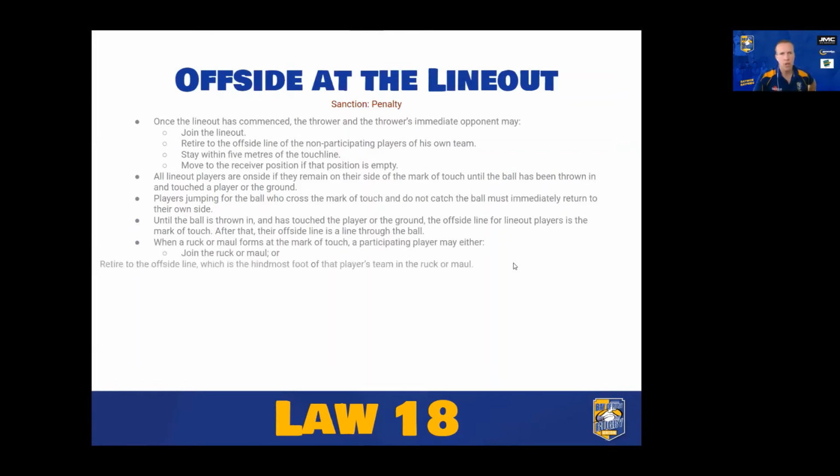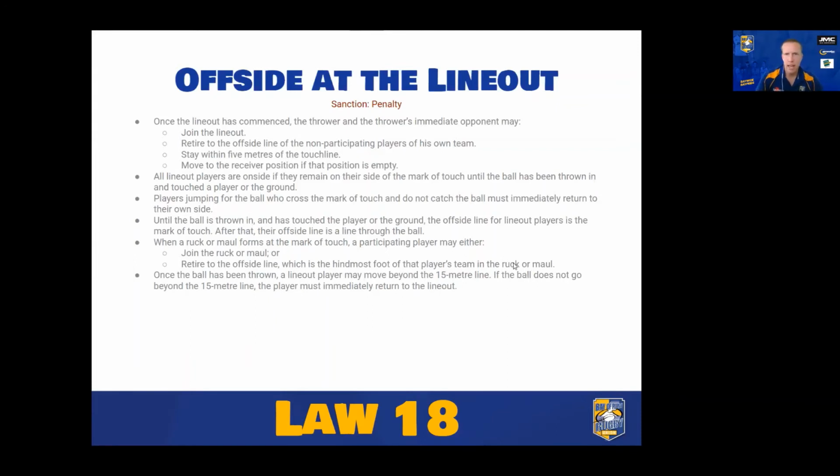So once we have a ruck or maul, any participating player can join the ruck or maul, and that includes the hooker themselves, or the hooker's opposite, or they can retire to the offside line. So that's the hindmost foot. That's a normal offside line for ruck or maul. These are just participating players. Don't forget we defined the participating players before. And all the other players, non-participants, they've got to stay back 10 meters still until the line out's over. So everything we're talking about here is while the line out's still occurring.